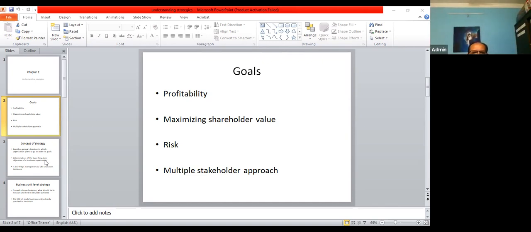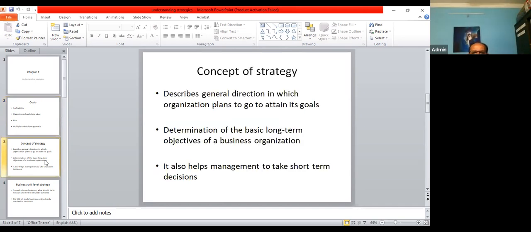Now, let's know about strategy, the concept of strategy. Now, what is the concept? If you are asked a theory question, what do you mean by strategy? Discuss the concept of strategy. So please remember these points. It describes the general direction in which an organization plans to go to attain its goals.